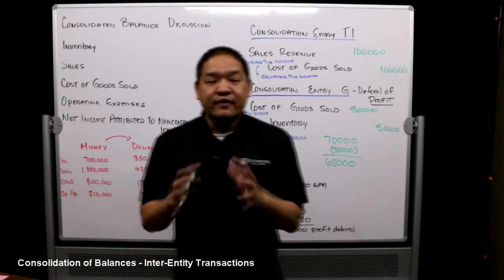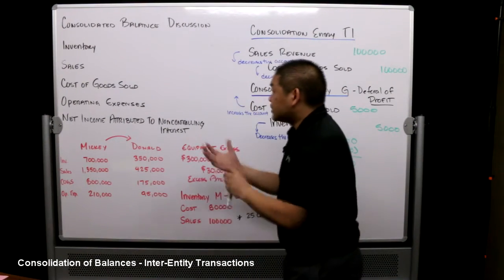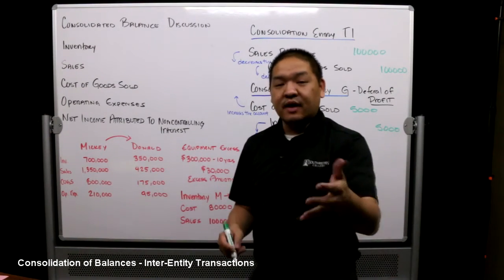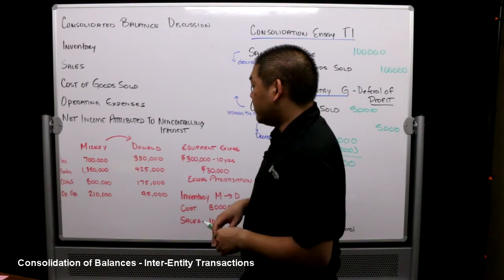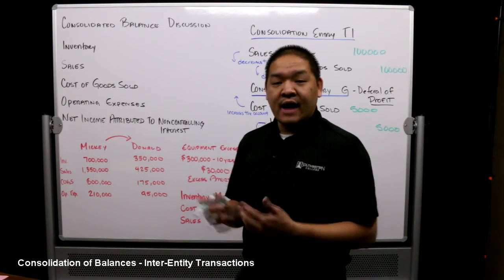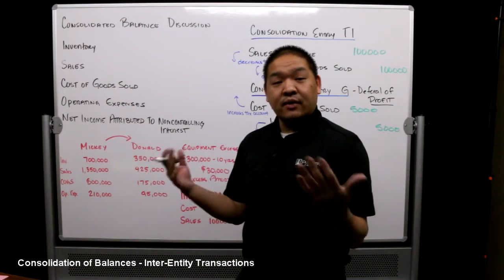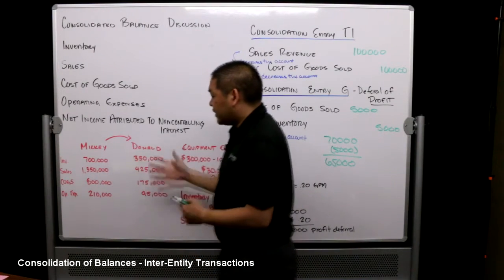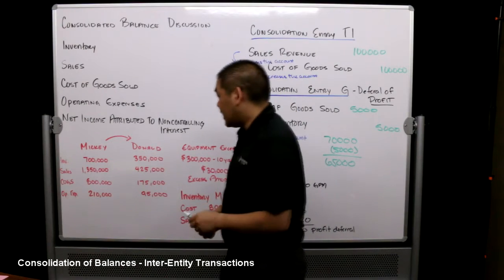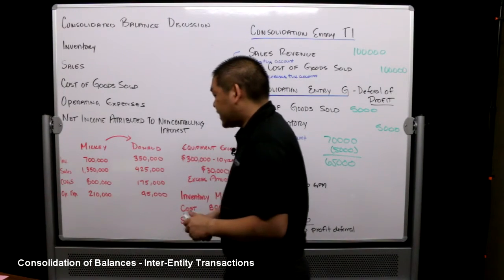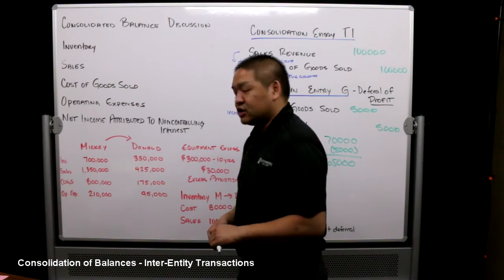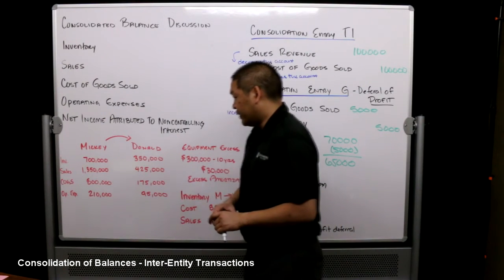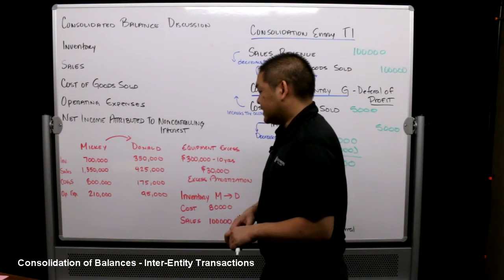Okay, so now that we've gotten that out of the way, let's talk about consolidating these entries. Okay, so walk with me here as we do this so that you'll understand it more. So let's talk about inventory for a moment. Normal procedures say that we add up inventory of the sub and the parent, and then we're done. Okay, so here's Mickey, here's Donald, here's their trial balances or condensed trial balances. Mickey has inventory of 700,000, sales of 1.35 million, cost of goods sold of 800,000, and then operating expenses of 210. Donald has inventory of 350, sales of 425, cost of goods sold of 175, and operating expenses of $95,000.